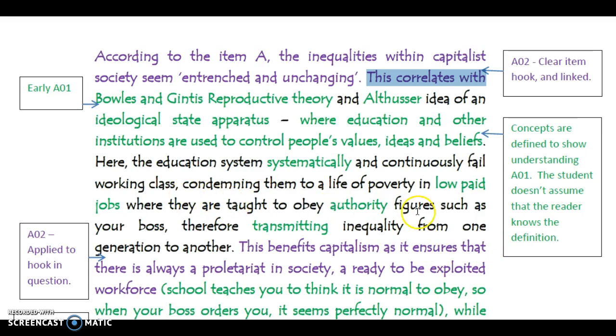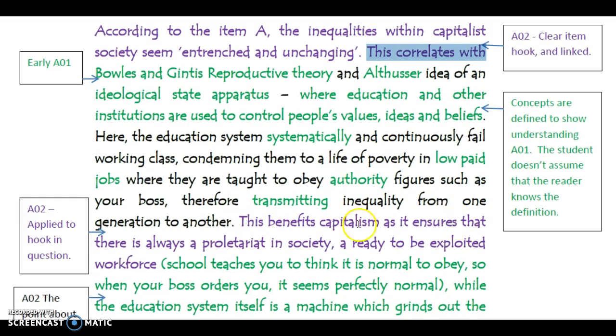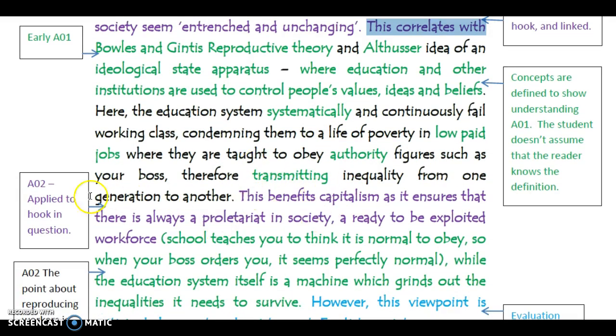So the student then explains it. It says it systematically and continuously fails the working class, condemning them to a life of poverty, and it goes through. And then what the student does, it hooks it to the second hook in the question. So this benefits capitalism. It is ensuring that there's always a proletariat in society, a ready exploited workforce.